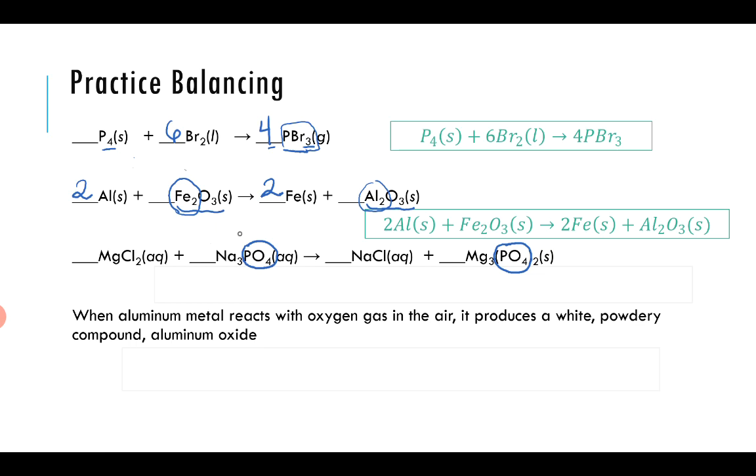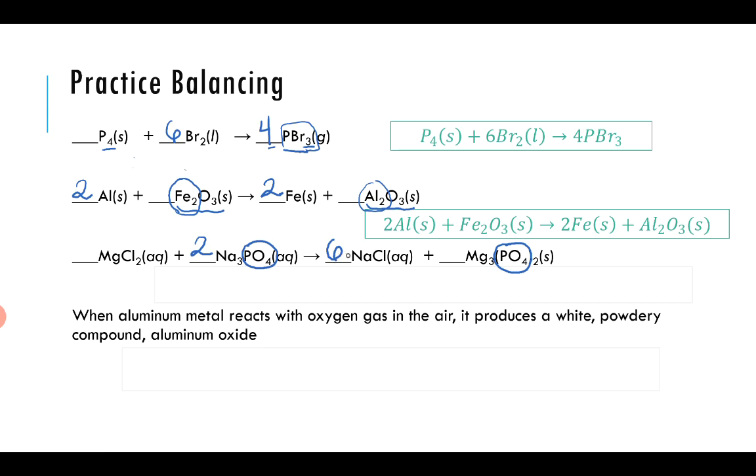So on the products side, I have 2 phosphate ions. On the reactant side, I have 1 phosphate ion. So if I multiplied that by 2, I would have 2 phosphate ions on both sides of the equation. But that 2 changes my counts of sodiums as well to 6. And so I have now 6 sodiums. On the product side, I only have 1 sodium. So if I multiply that by 6, I will have 6 sodiums.